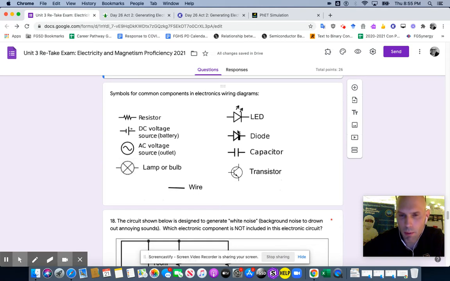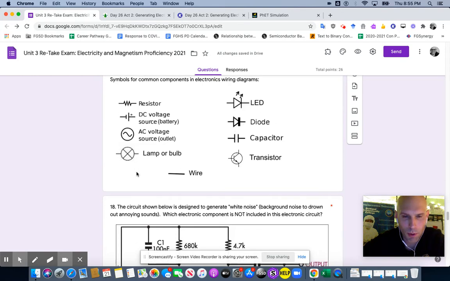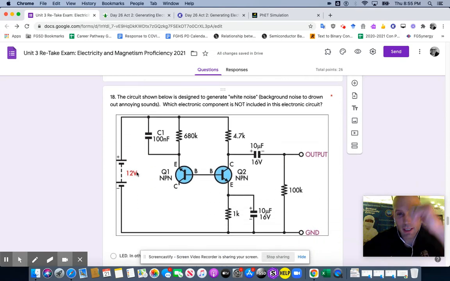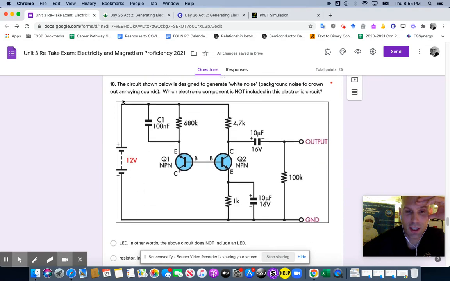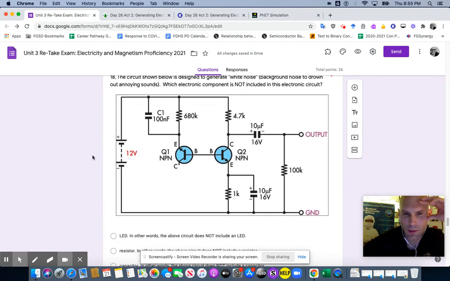So, this first question here, I put in what all the schematic symbols look like. Okay, in a circuit diagram, a resistor looks like this, the shaky, zigzag line. There's other things over here like a diode, capacitor, transistor, lamp or bulb, stuff like that. So down here, same question as the first electronics question on your Unit 3 exam.